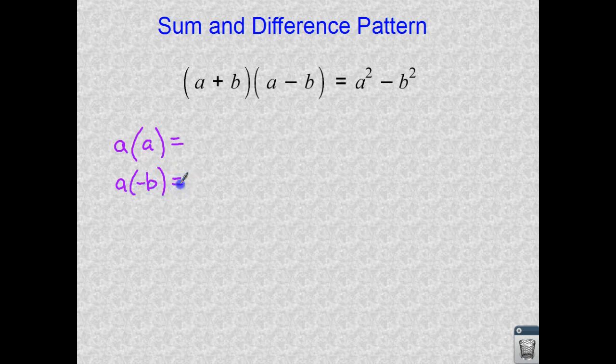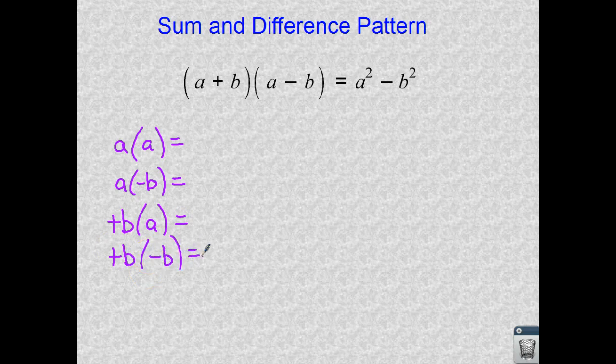I'm going to get an answer. Then we'll take our second term. We're going to distribute twice. I'm going to take a b, multiply it by that a, and I'm going to take that b again and multiply it by the negative b.